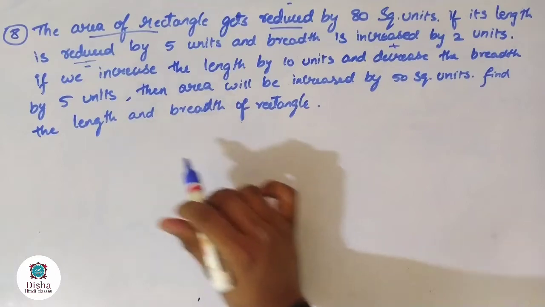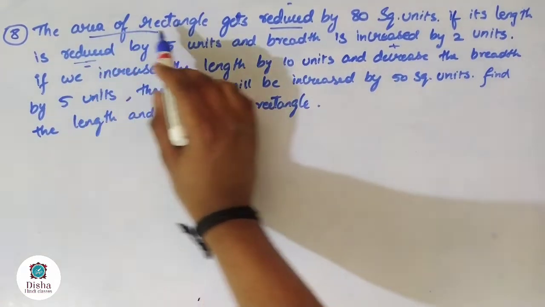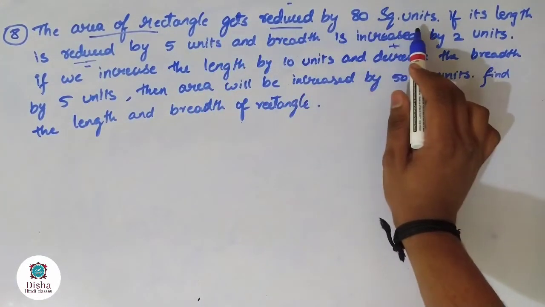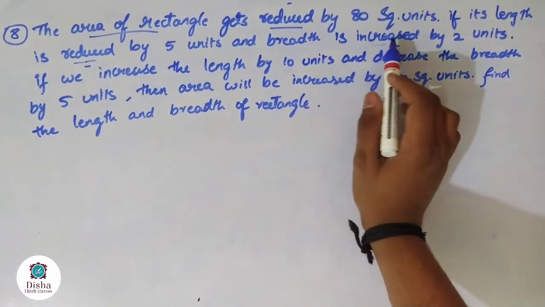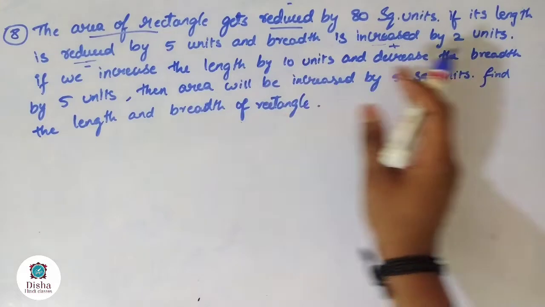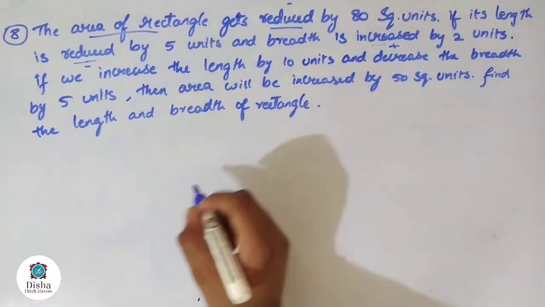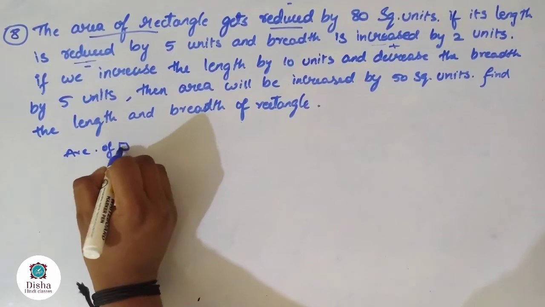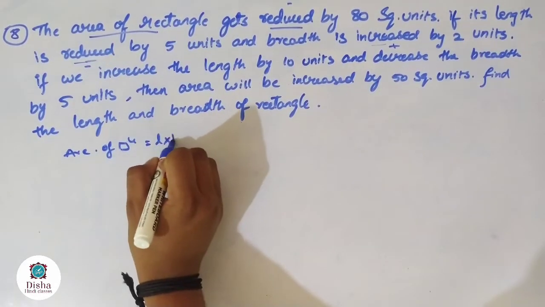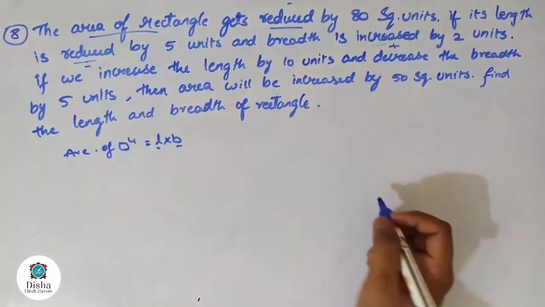So here we have the 8th one, the biggest question. The area of a rectangle gets reduced by 80 square units if its length is reduced by 5 units and breadth is increased by 2 units. Now we'll solve this in parts. So first, the area of a rectangle. What is the area of a rectangle? Area of a rectangle will be L into B. So we have two terms, length and breadth, right?